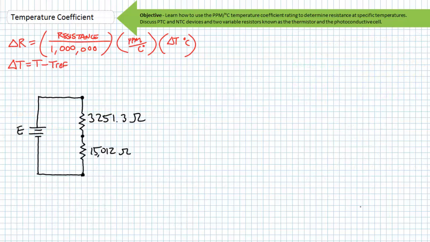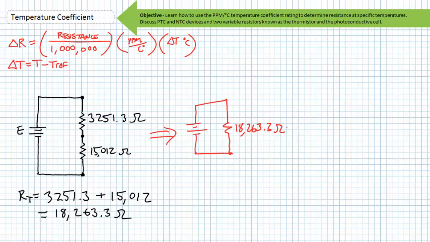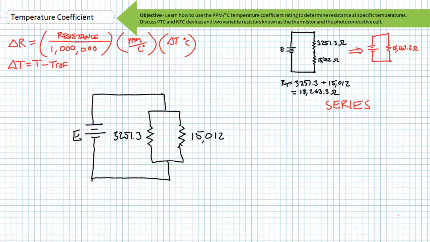The series combination of these two devices are in line with one another, and there is only one path. The series combination of resistances adds up. 3251.3 plus 15,012 could be simplified as a single 18,263.3 ohm resistor. We'll take those results, put those over there, and look at our parallel or side-by-side configuration.